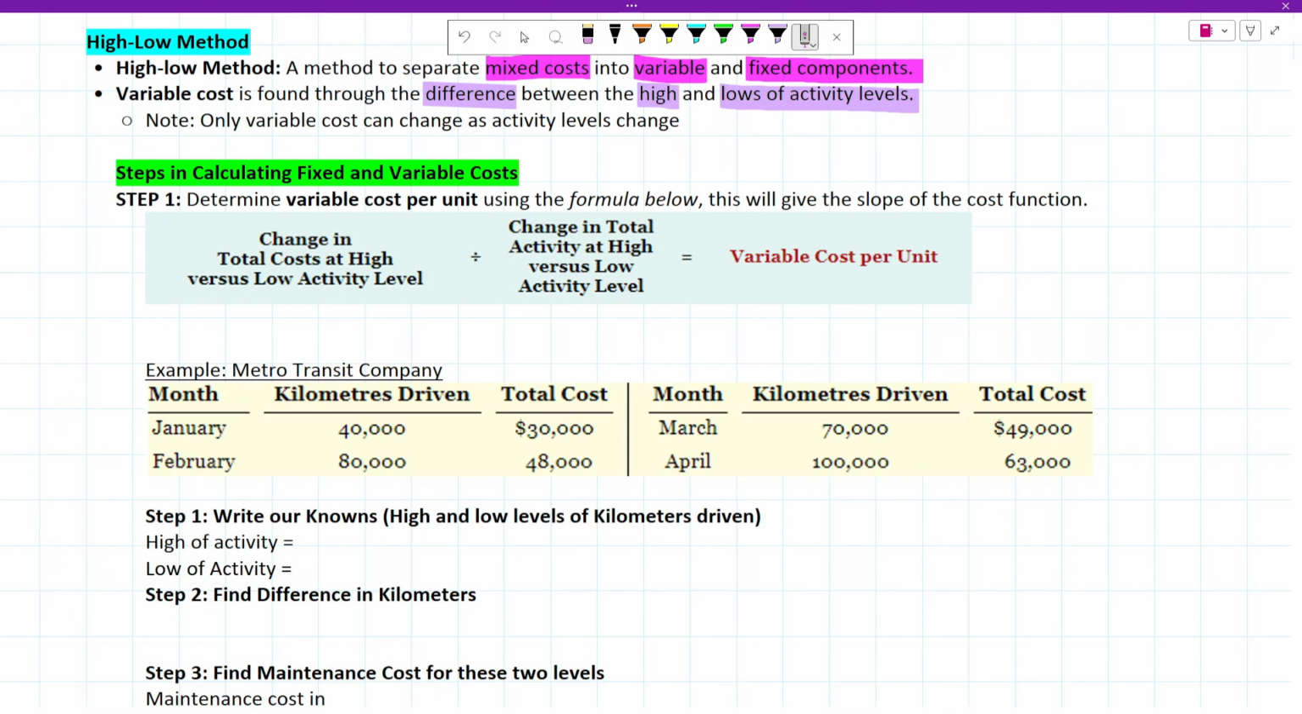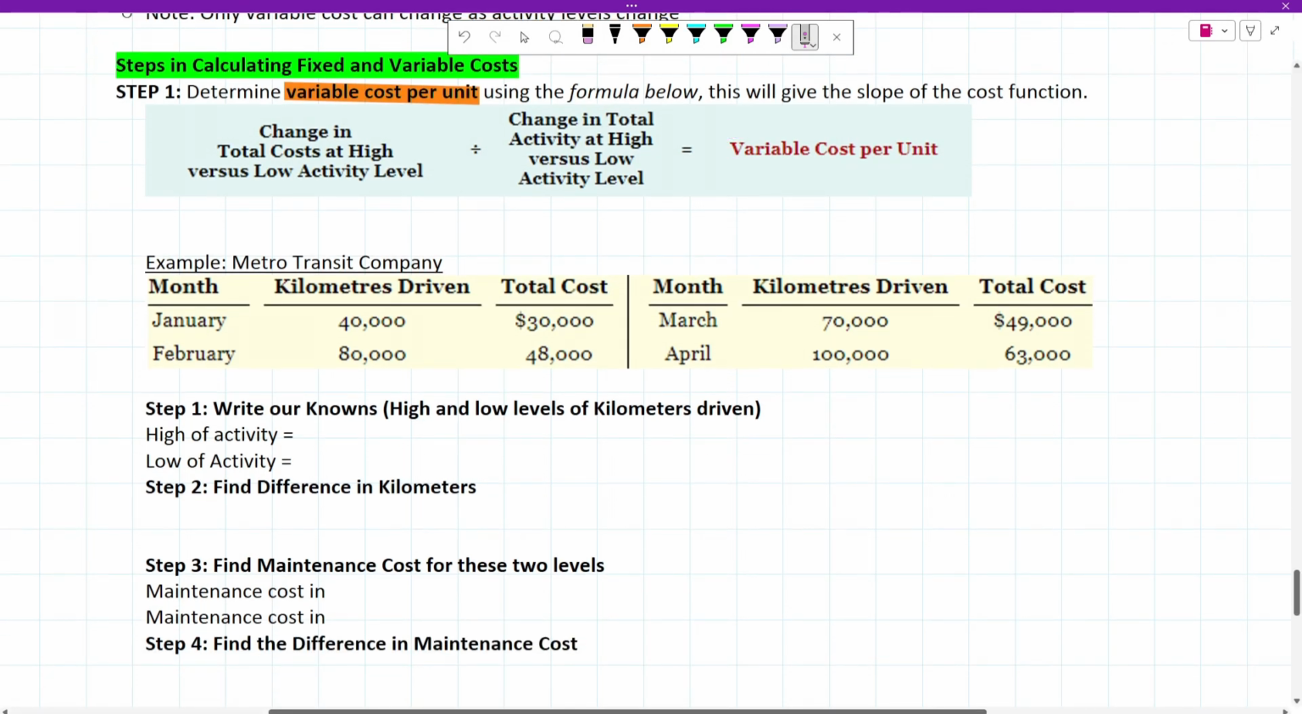So here are the steps in calculating fixed and variable costs. Step 1, determine the variable cost per unit using the formula below. This will give the slope of the cost function. So I'll put that in orange. The formula is the change in total cost at high versus low activity, divided by the change in total activity at high versus low activity levels. And this will give us the variable cost per unit.